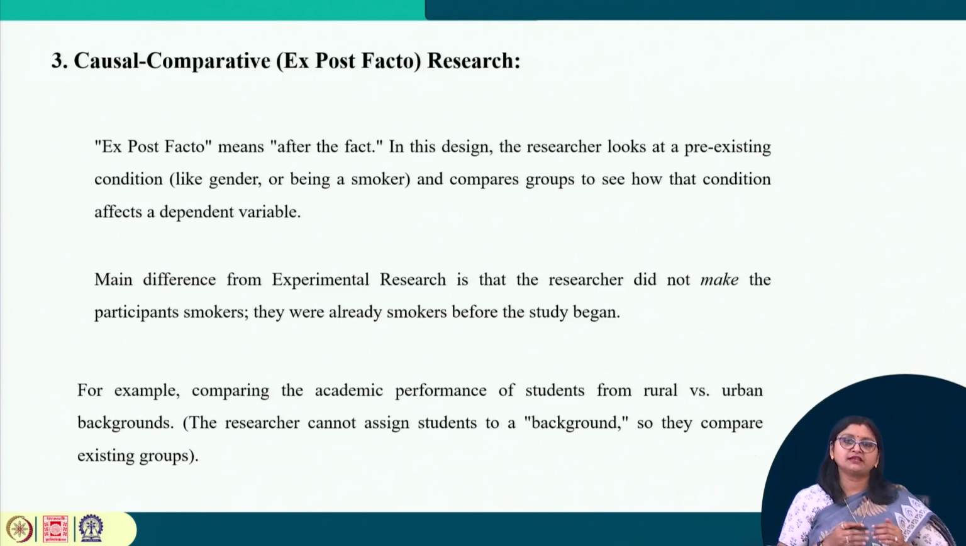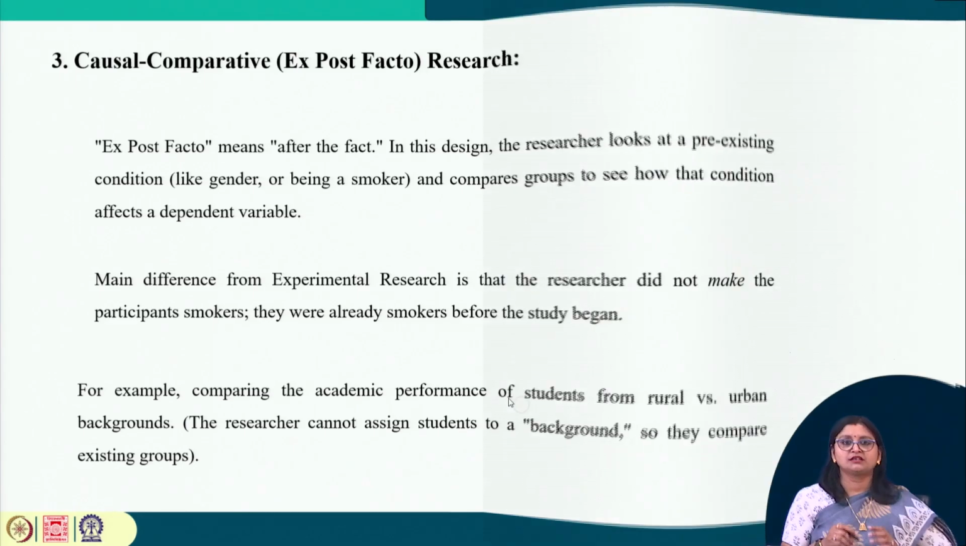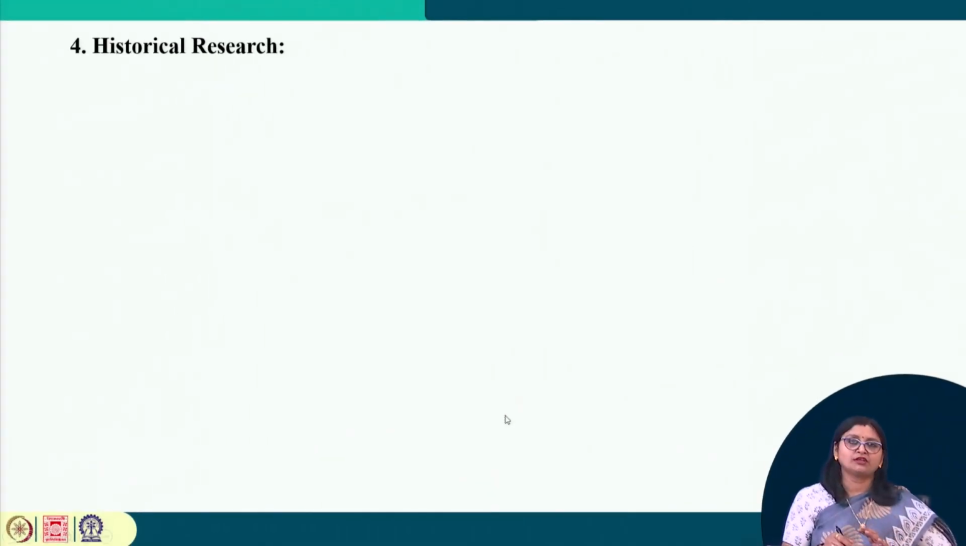For example, comparing the academic performance of students from rural versus urban backgrounds, the researcher cannot assign students to a background. So, they compare existing groups. I cannot assign you, you have to play the role of a rural student and someone has to play the role of an urban student, not like that. They belong to their rural or urban background, and the researcher has to study as per their belongingness.